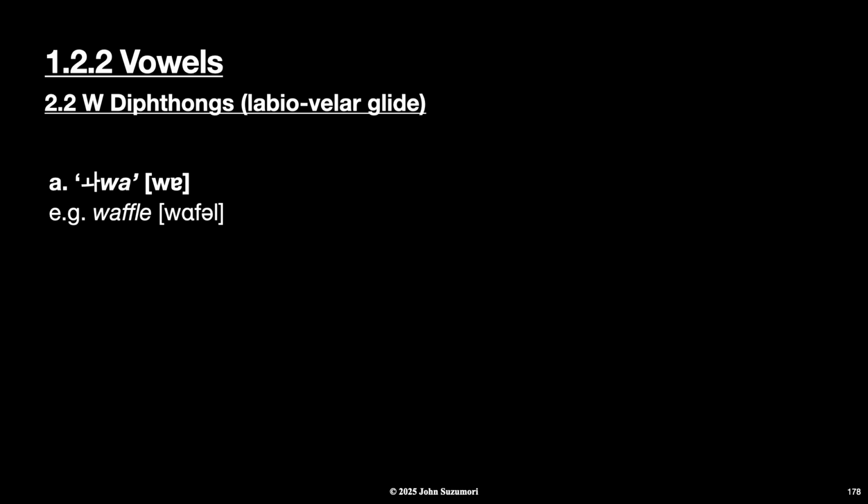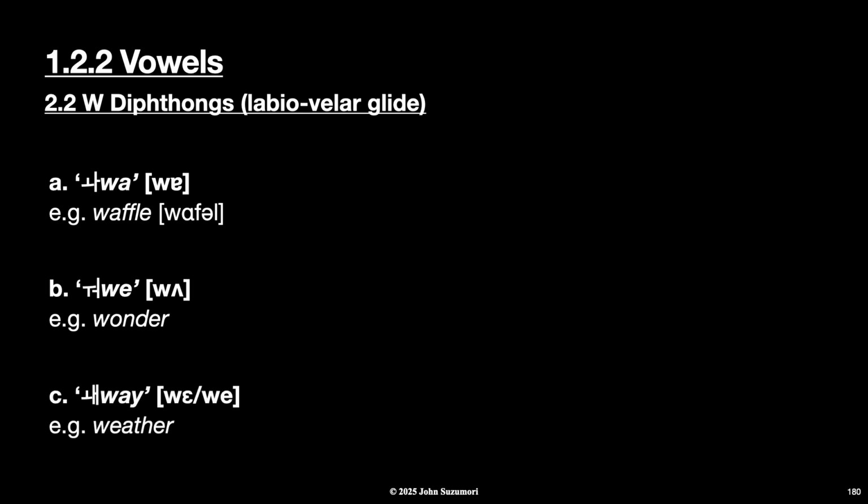Now let's look over examples with English counterparts or approximates. The approximate of diphthong wa can be heard in the English words such as waffle. Remind that English doesn't have a near-open central unrounded vowel and uses open back unrounded vowel instead. The diphthong wo can be found in the English word wonder. The diphthong we can be found in the English word weather.